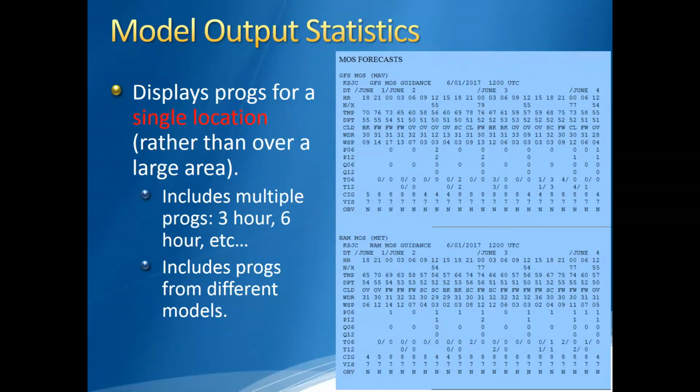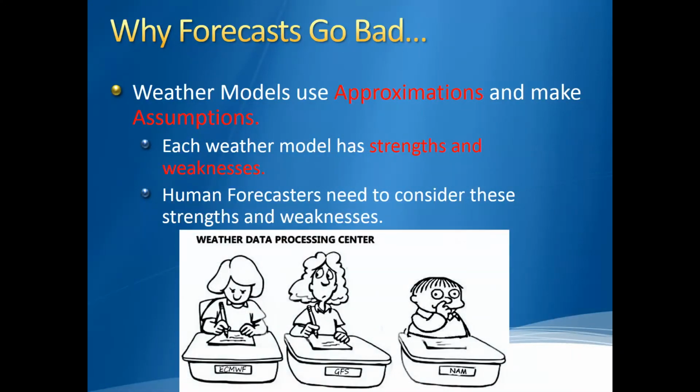Now, why do forecasts go bad? Well, so far we've mainly talked about weather models. Weather models are bad because they use approximations and they make assumptions. As a result, they don't take a lot of things into consideration. They leave a lot of stuff out. And each of these models, as I also mentioned, has strengths and weaknesses.